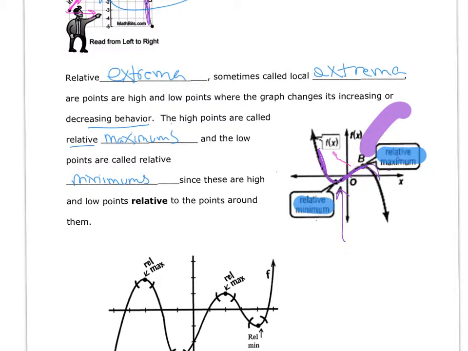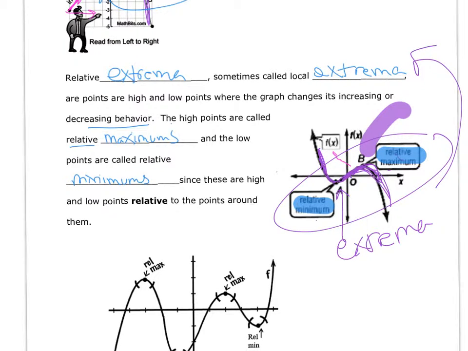Now here, I'm curving the other way. I was heading up, and now I'm heading down. So I have a point where I change direction as well. So this is a high point where I change direction. So it's a relative maximum. Both of these points would be called extrema. So these are extrema. As we said up here, they can be called relative extrema or local extrema.